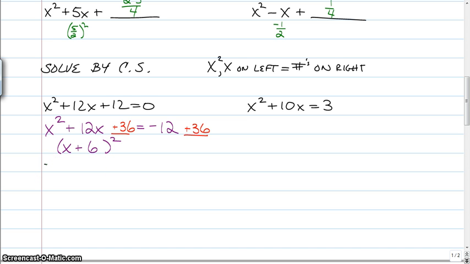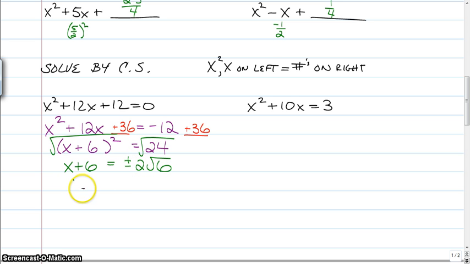Now, if you want to factor and ask yourself what two numbers multiply to 36 and add to 12, go right ahead. Equals negative 12 plus 36 is 24. But now look what you can do. Now you can take the square root of both sides, because it's just solving by square roots now, which we did in a previous lesson. That's going to give us x plus 6 is equal to, the square root of 24 is plus or minus 2 root 6.